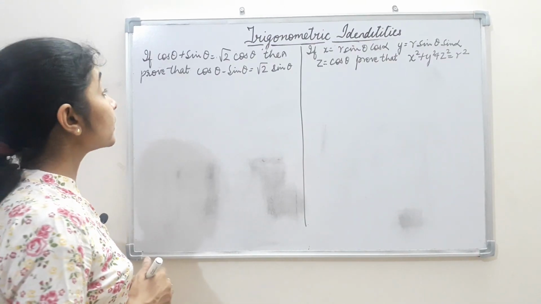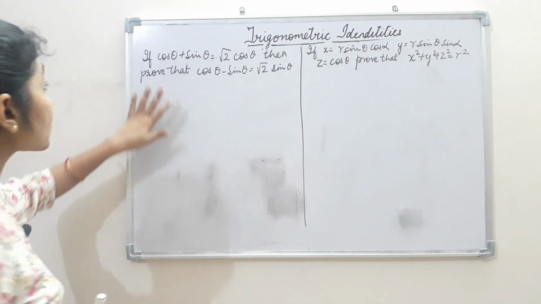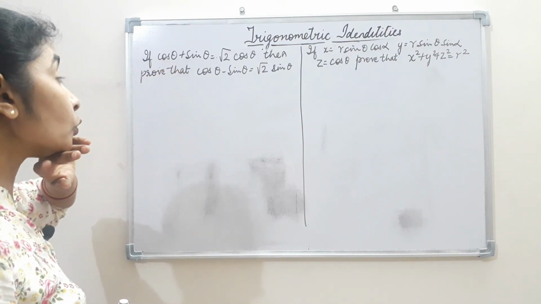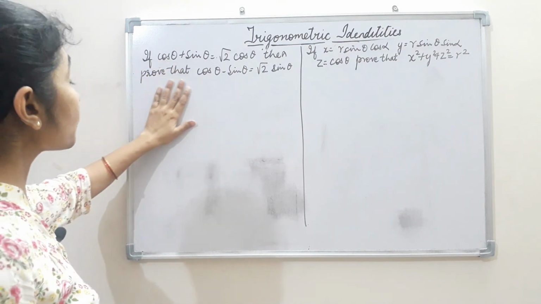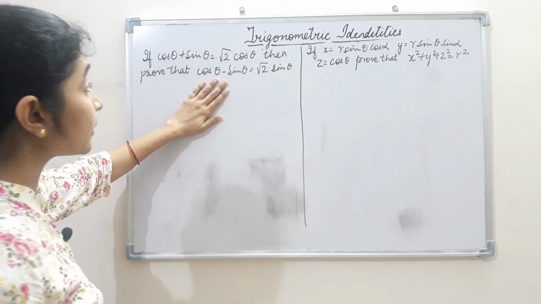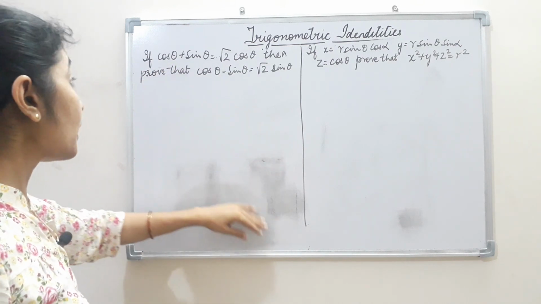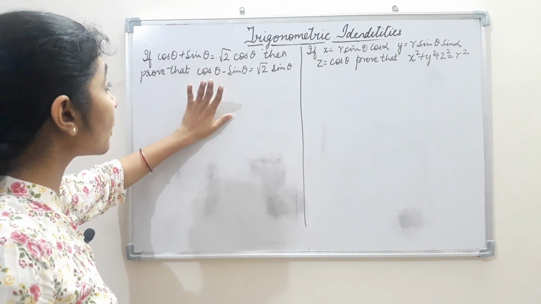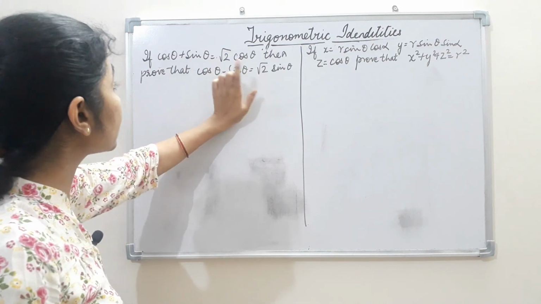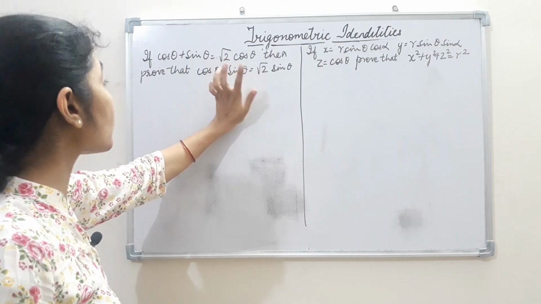Yes, so let's see here. Here we are given that cos theta plus sin theta is equal to root 2 cos theta. Then we are supposed to prove that cos theta minus sin theta is equal to root 2 sin theta. Now here we are supposed to find the value of root 2 sin theta, and we are given the value of root 2 cos theta.